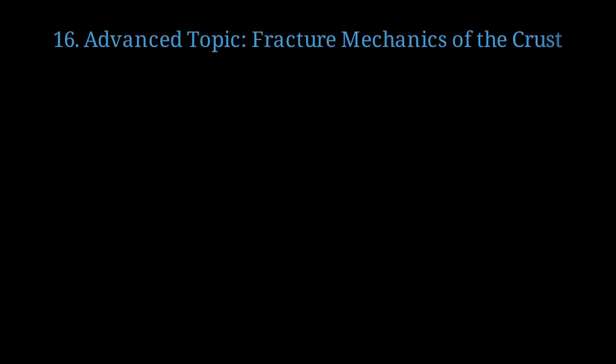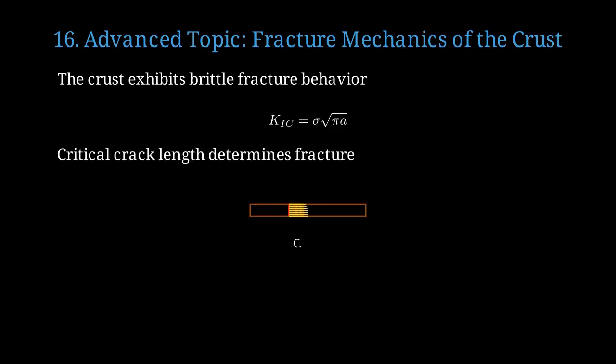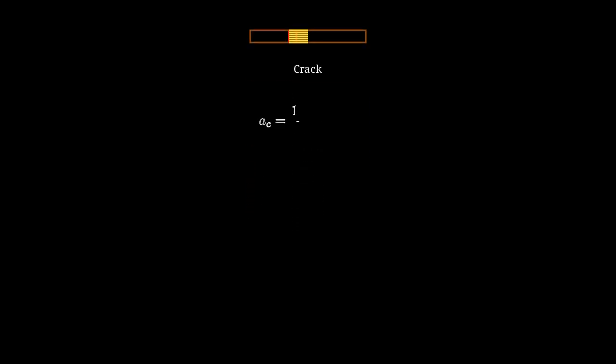Let's explore the fracture mechanics that determine when and how the crust breaks. The glassy crust exhibits brittle fracture behavior characteristic of amorphous materials below their glass transition. The fracture toughness KIC equals stress times square root of pi times crack length. There exists a critical crack length above which catastrophic fracture occurs. These stress concentration lines show how cracks propagate through the brittle crust when sufficient force is applied. Critical crack length equals 1 over pi times fracture toughness over stress quantity squared.